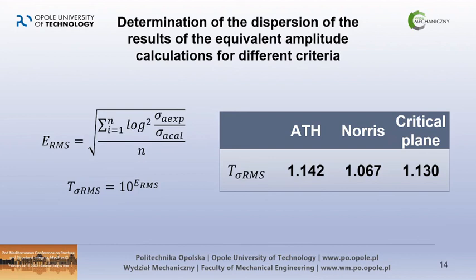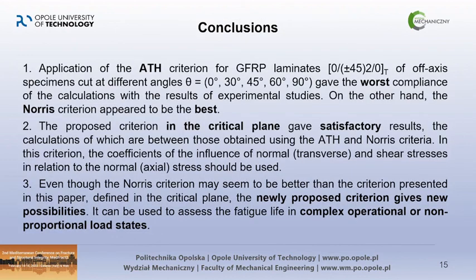However, what we most wanted to show and to analyze was the new criterion defined in the critical plane. And in this case, we had 1.130. So, well, to be honest, we can see that the Norris criterion appeared to be better than this one. But our proposition was still better than the acid-Say-Hill suggestion. So it's not perfect, but it's already good and gives really good results. So maybe let's go on to conclusions.